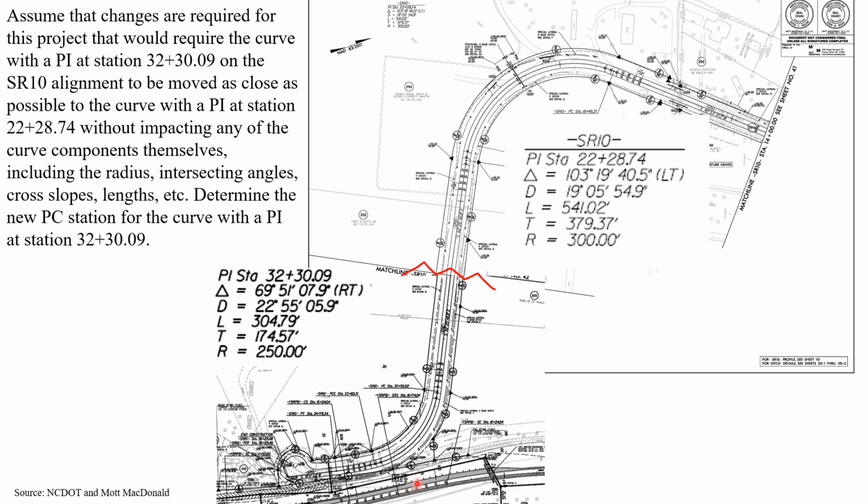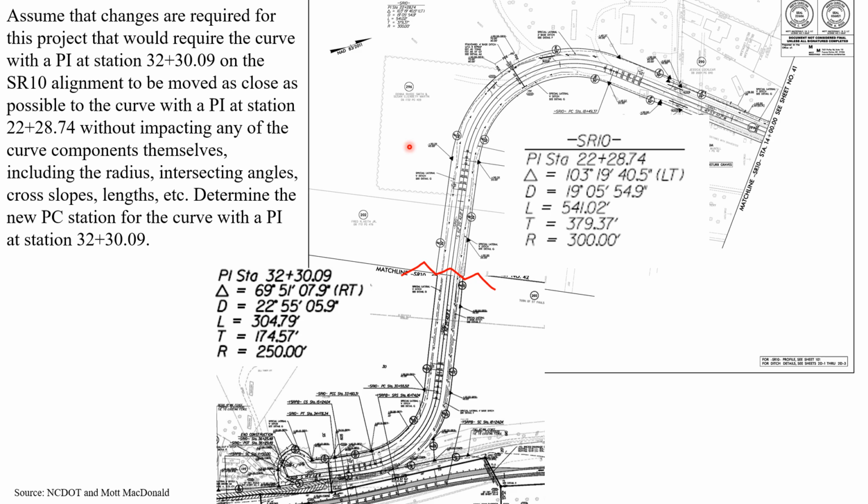And we want to move that as close as possible to the preceding curve that has a PI at station 22 plus 28.74. We don't want to impact any of the curve components. That includes the radius, intersecting angles, cross slopes, lengths, etc. We just want to push these close together for some reason on this project that would be beneficial.